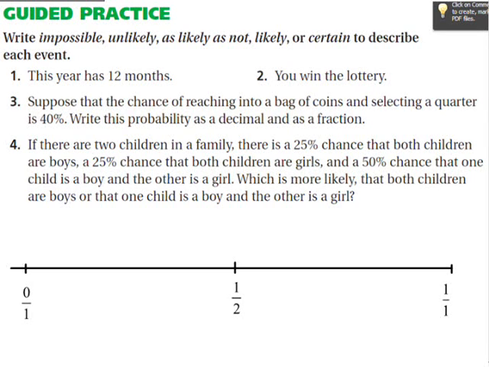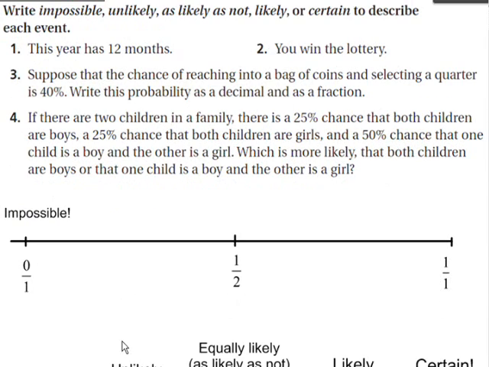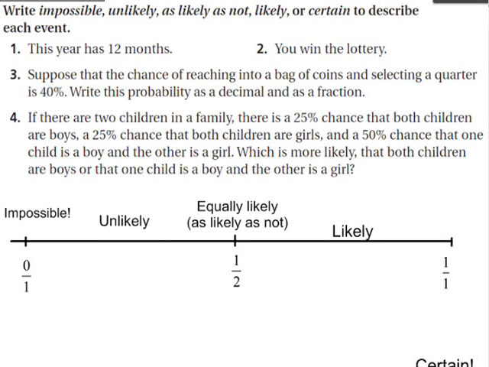Question 1. This year has 12 months. Is it impossible? Is it unlikely? Let's put probability on the number line also. On our number line, 0 is impossible. If it's impossible, the likelihood is 0 out of 1. If it's unlikely, that means it is less than 50% of the time.